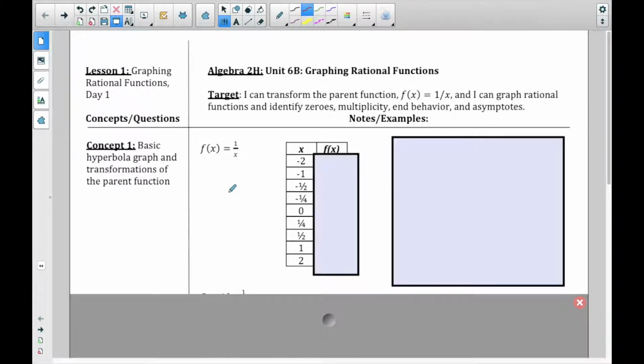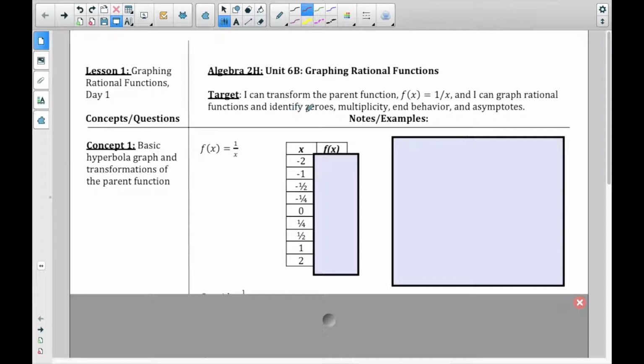This video is going to start talking about how to graph rational functions. So we are really still in Unit 6. We're just in the second half of the unit. In the first half of the unit, we were working with rational expressions and rational equations. And now we're going to look at, well, how do I graph those? So that's the first thing.